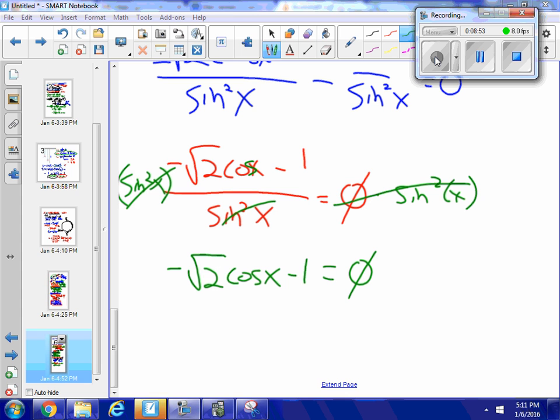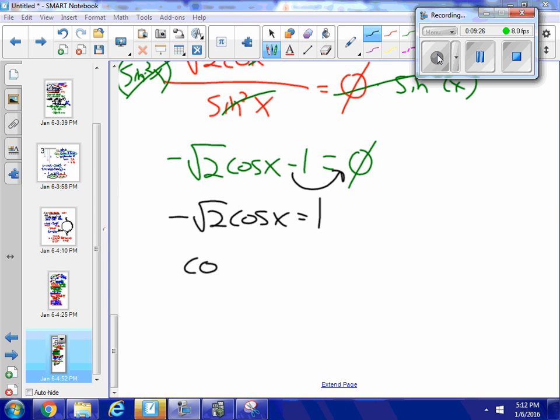Now, I just want to point out that when I multiply by a variable, especially when it's squared, on both sides of the equation, I run the danger of introducing an extraneous solution. So I've got to keep that in my mind. I just tapped my head. So this is telling me I have negative radical 2 cosine x is equal to 1. I just moved the 1 over to that side.